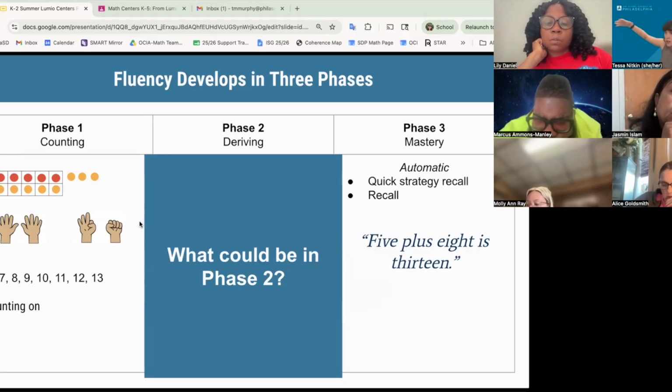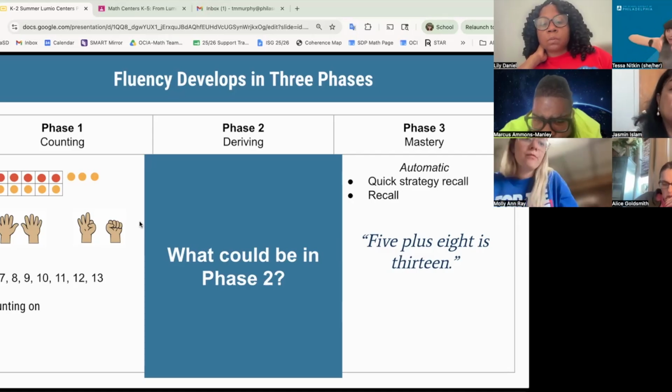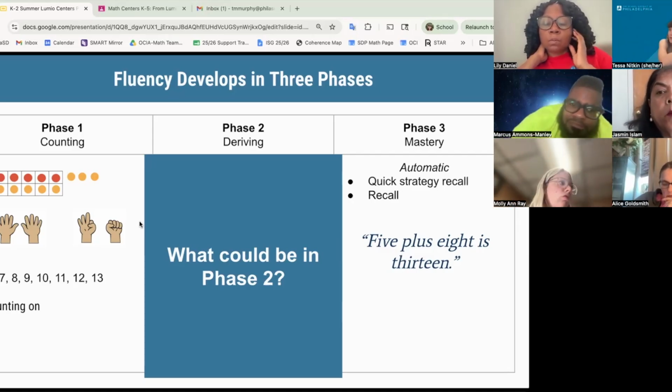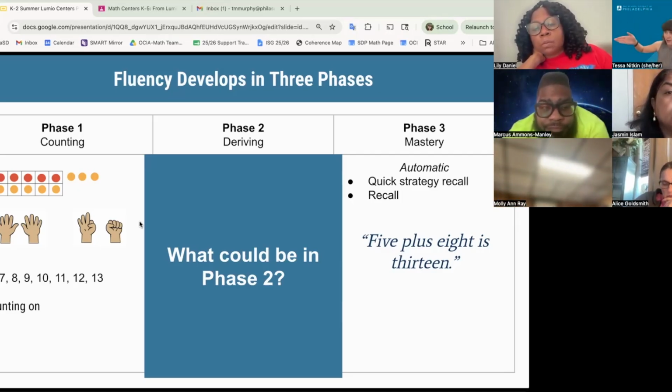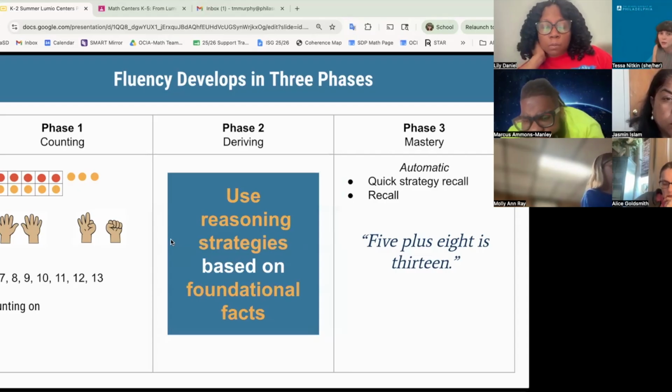When they're doing multi-digit addition and subtraction, think about standard algorithm carrying their ones, they've got to know 5 + 8 quickly is 13. But there's that middle stage. Something needs to happen in between. I'm counting on my fingers and I just know 5 + 8. That's a big leap to make. And that middle step, that phase 2, is deriving. Deriving is when we use reasoning strategies based on foundational facts. And those strategies build on conceptual understanding, build students' confidence and number sense understanding to progress them towards mastery.